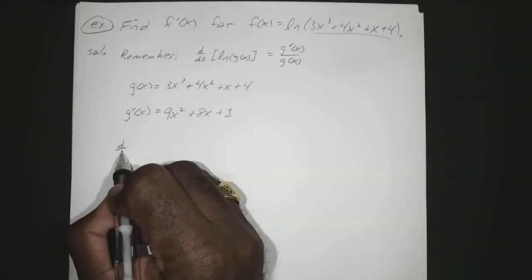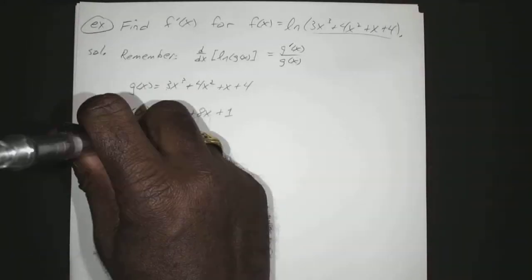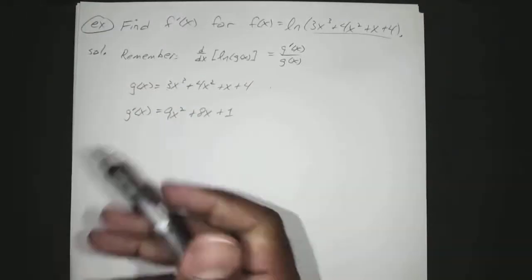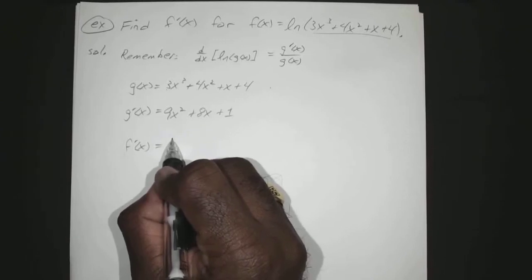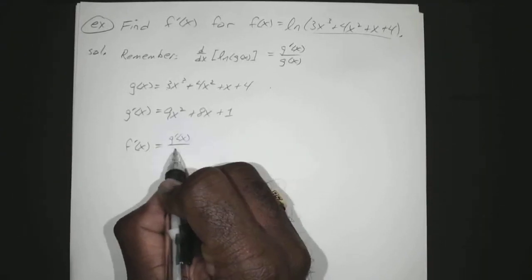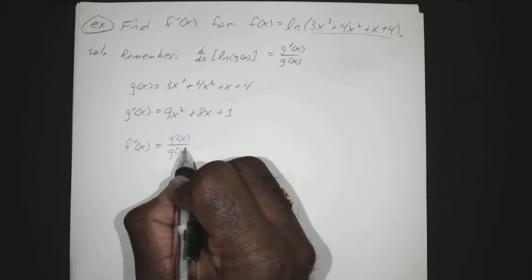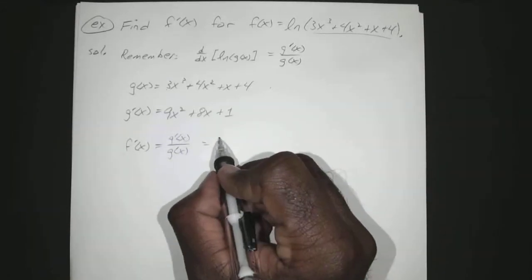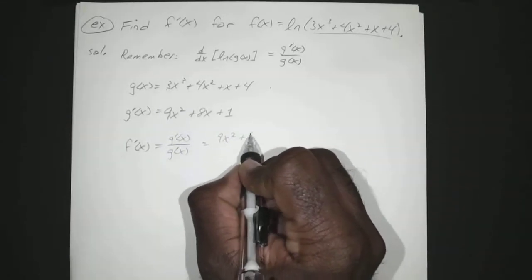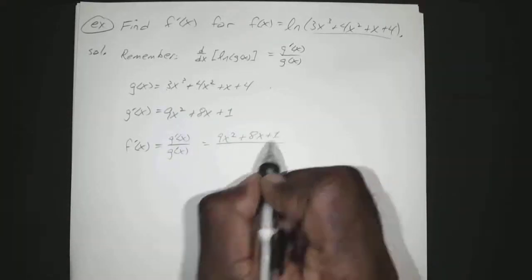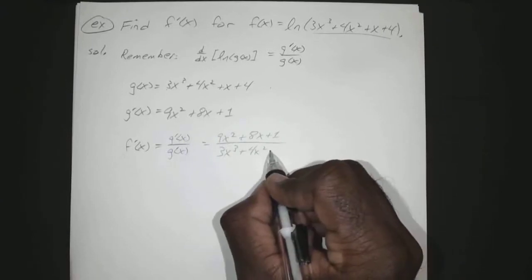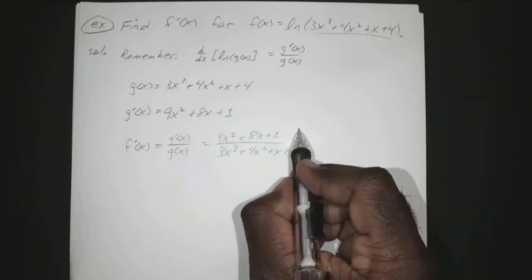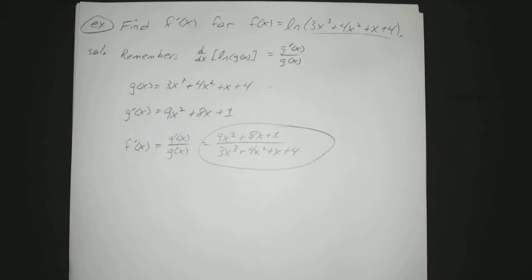Okay, so that means our derivative, I guess we could just say f prime of x. So f prime of x is just going to equal, of course, our g prime of x over g of x, which is 9x squared plus 8x plus 1 over 3x to the third plus 4x squared plus x plus 4. All right, and that's your answer.